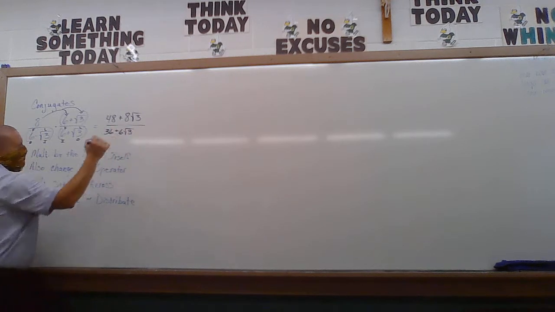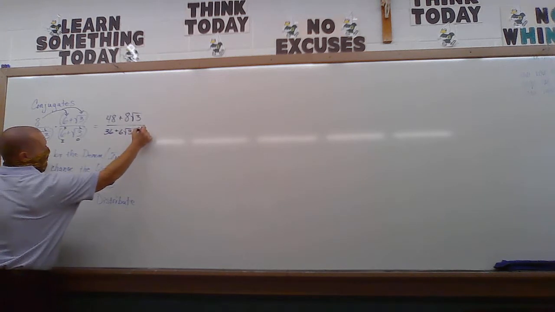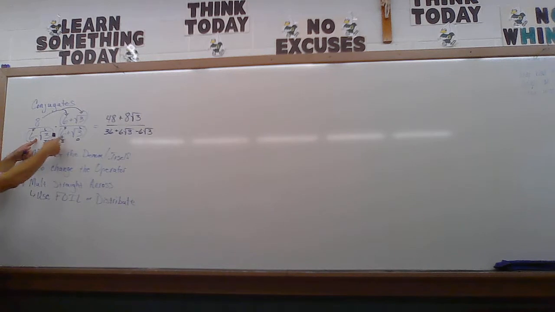Remember, outsides by outsides, insides by insides, so I get 6 square root of 3. My inside terms, what do I get? I get negative 6 square root of 3, right? This is a negative, this is a positive, so this has to turn into a negative. And then outside times inside, I just put them together. And then my last terms, what do I get?